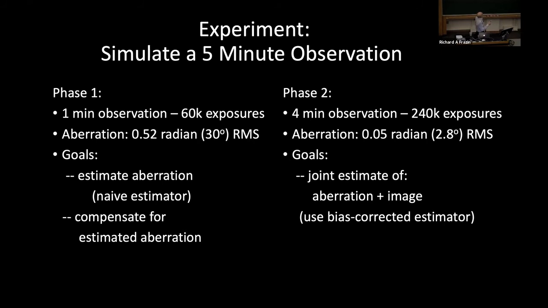smaller, and so the idea was that we would do a more sensitive 4-minute observation to re-estimate this much smaller aberration, as well as make a joint estimate of the image of the stuff around the star.